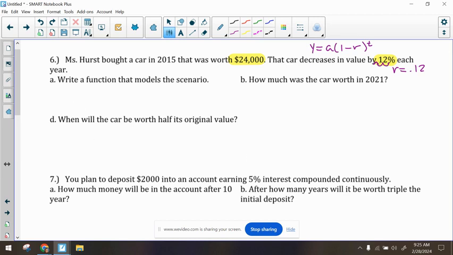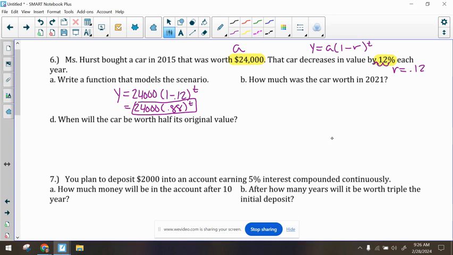So question A is asking us to write a function that models the scenario. So that means using the 2 pieces of information, the A value and the rate, to write a general formula to be used to find any cost along the way, depending on what t is equal to. So from here, write a function that models the scenario. Y equals 24,000 times 1 minus 0.12 to the t. I'm going to want to finish it out by actually doing that subtraction. So my final function is 24,000 times 0.88 to the t power.